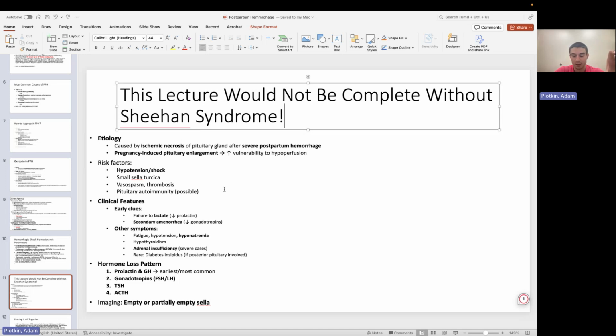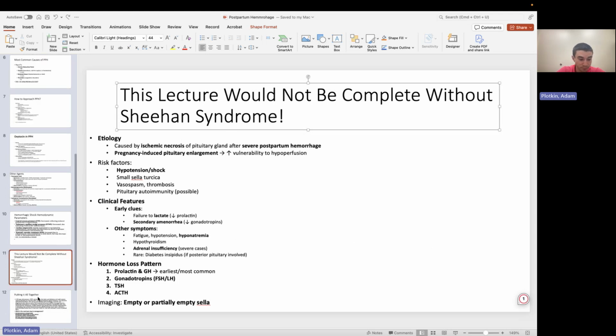Classic sign. Then they can progress to secondary amenorrhea because they don't have their FSH and LH that's supposed to cycle us through the menstrual cycle. Then they can progress to hypothyroidism, adrenal insufficiency, things like that. So really high yield point, understand Sheehan syndrome for your exams for sure.